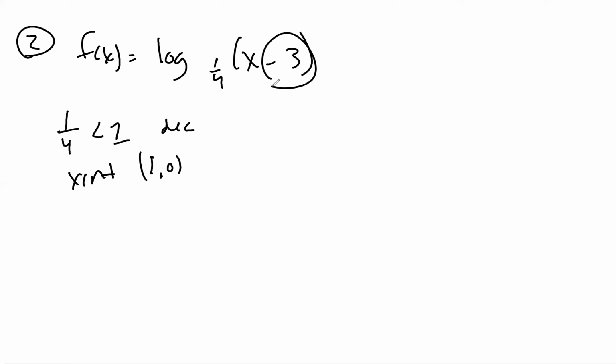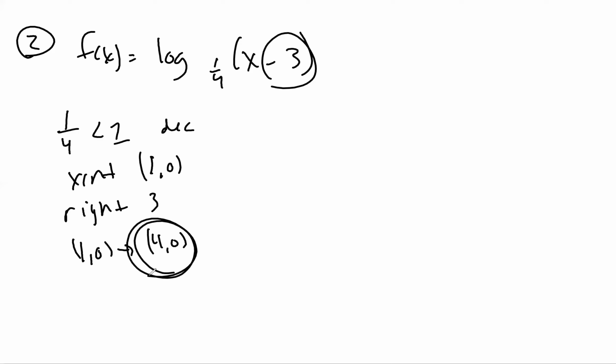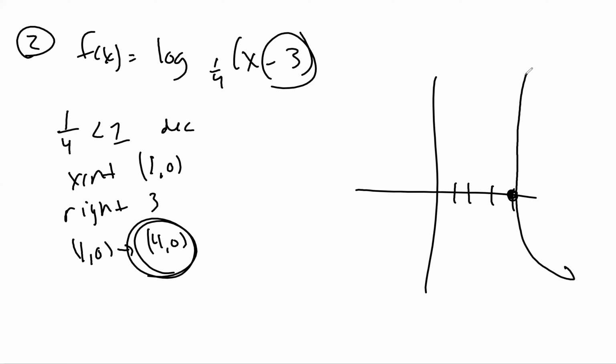Now, here's a transformation. This is telling me that I need to go right 3. And so if I go right 3, then the point (1, 0) is going to turn into the point (4, 0). And this is going to be the point through which I draw my line. So 1, 2, 3, 4. Since there are no other transformations, and since I know it should be decreasing, it's just going to look something like this.